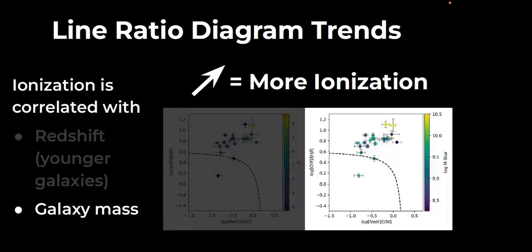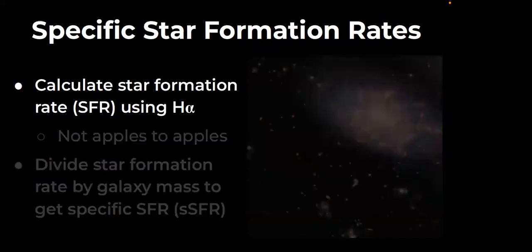Now here's a similar plot where everything is the same, except I've recolored each galaxy so that the yellower points are more massive galaxies and bluer points are less massive galaxies. And we see a slightly less significant, but still a correlation between the mass of a galaxy and its level of ionization.